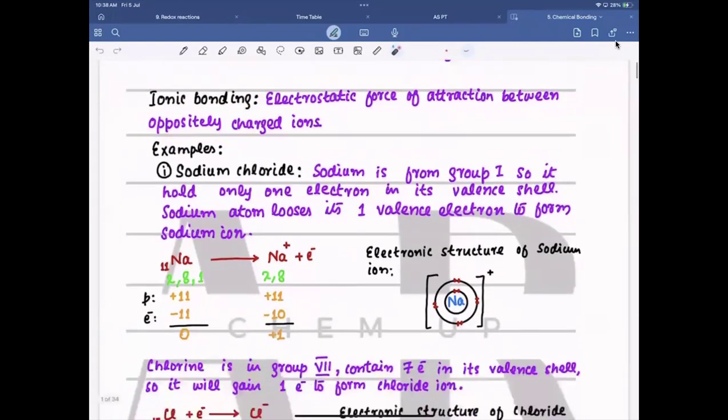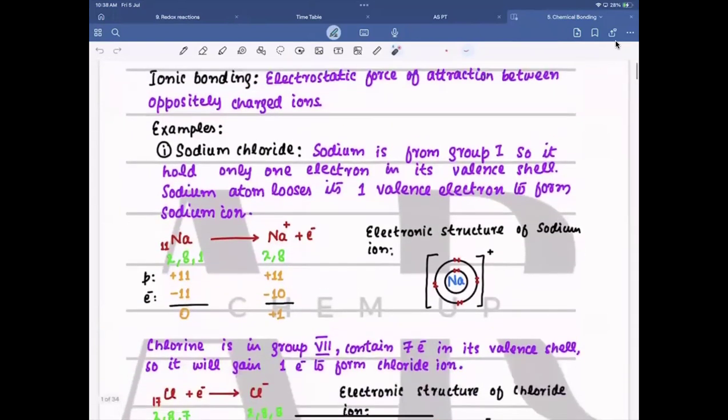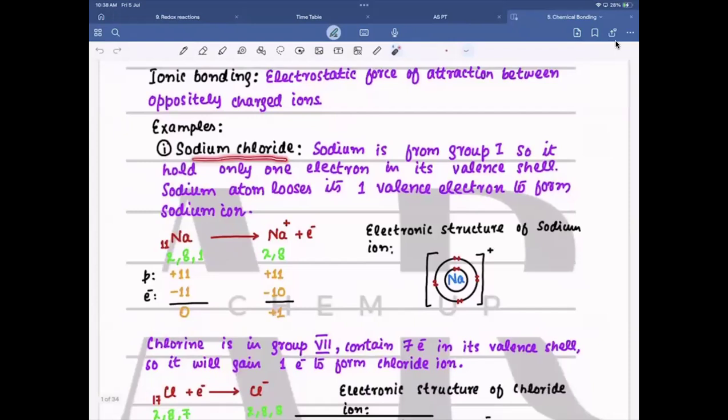Now we have an example. For example, if I talk about sodium chloride, sodium is from group 1, so it holds one electron in its valence shell, as we know. When a sodium atom becomes an ion, it loses one valence electron, and as a result it forms a sodium ion, which has a +1 charge, right?